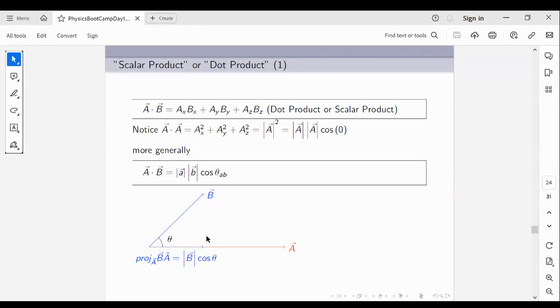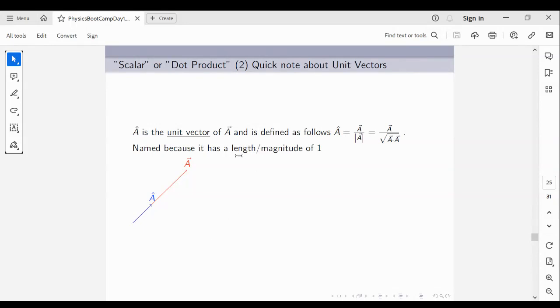So going down, I just want to make a quick remark about unit vectors. A hat is the unit vector of A, and it's defined as A over its magnitude. So A over its magnitude is just the square root of its dot product with itself. You can see right now here, A in red has a longer length than its unit vector A hat. That's typically the case. You can have vectors shorter than 1, but it's not always useful.